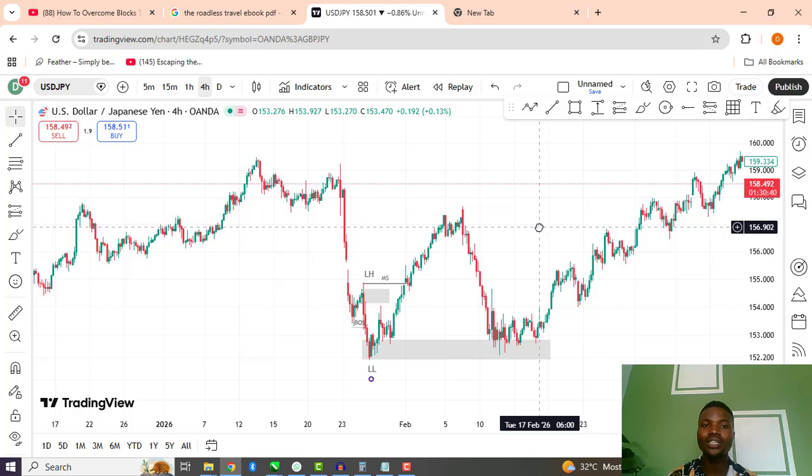And this also applies if you are on the 1 hour, the 15 minutes, or the 5 minutes, depending on the type of trader that you are. So this is just a sneak peek into how price moves in the forex market.